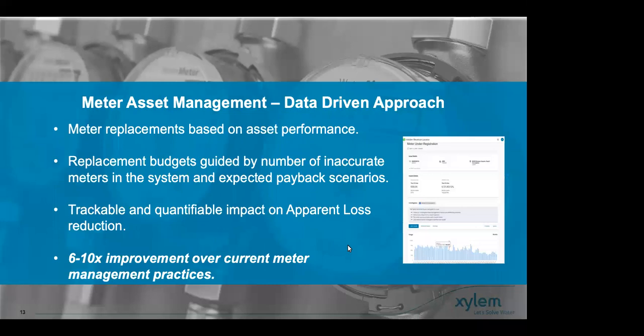But what's needed is a data-driven approach. We need to take the guesswork out. We need to generate actionable data so we can make informed engineering decisions. So we need to identify meters that need to be replaced truly based upon their performance. And with this, we can also track the impact that changing those meters is having on the apparent losses. And adopting a data-driven approach rather than a fixed criteria approach will lead to a range of between 6 and 10% improvement over the existing meter management practices.